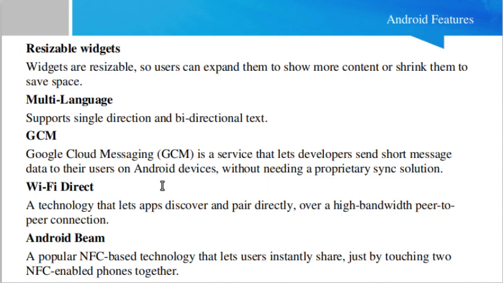Wi-Fi Direct is available, a technology that lets apps discover and pair directly over a high-bandwidth peer-to-peer connection. Android Beam is a popular NFC, near field communication, based technology that lets users instantly share just by touching two NFC-enabled phones together. So that means you can share things using Android Beam.